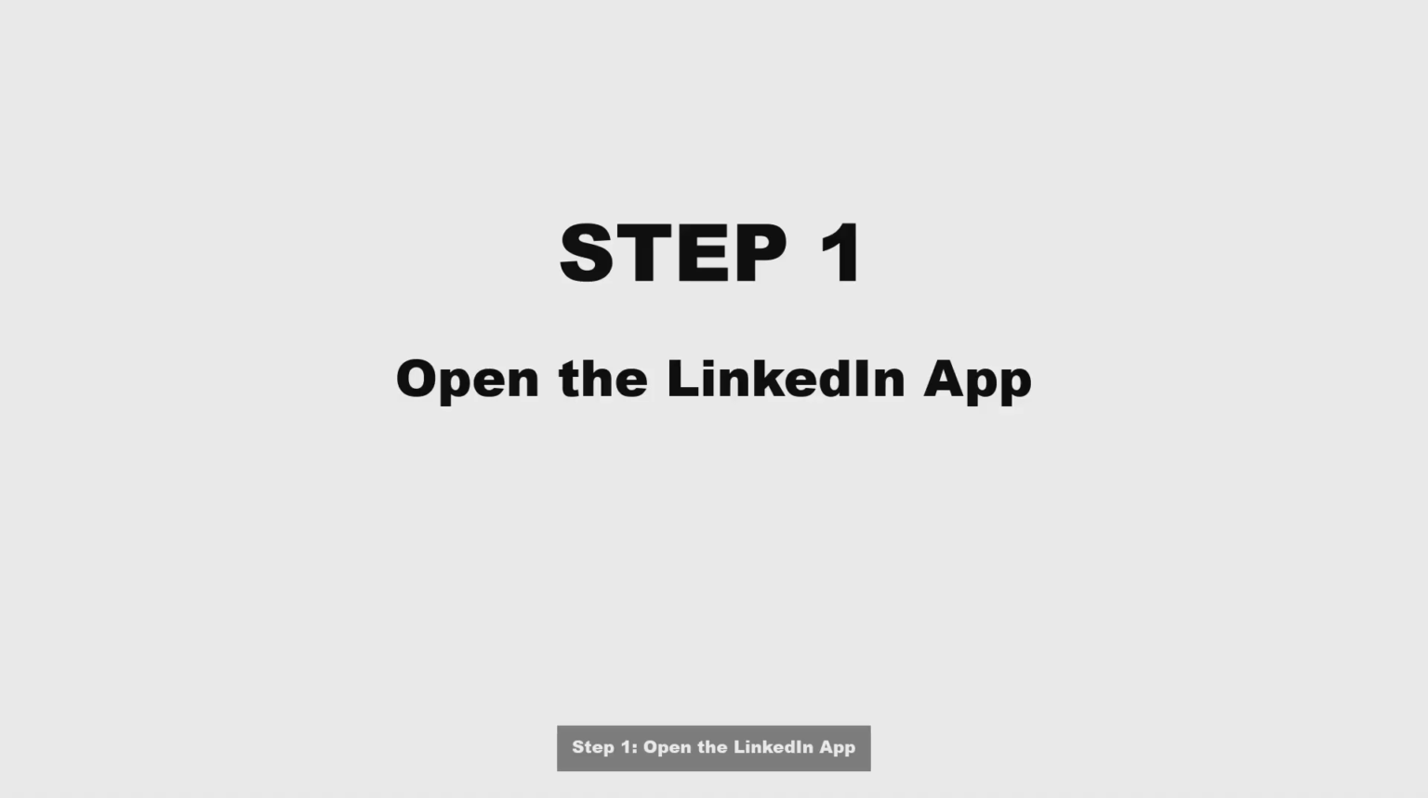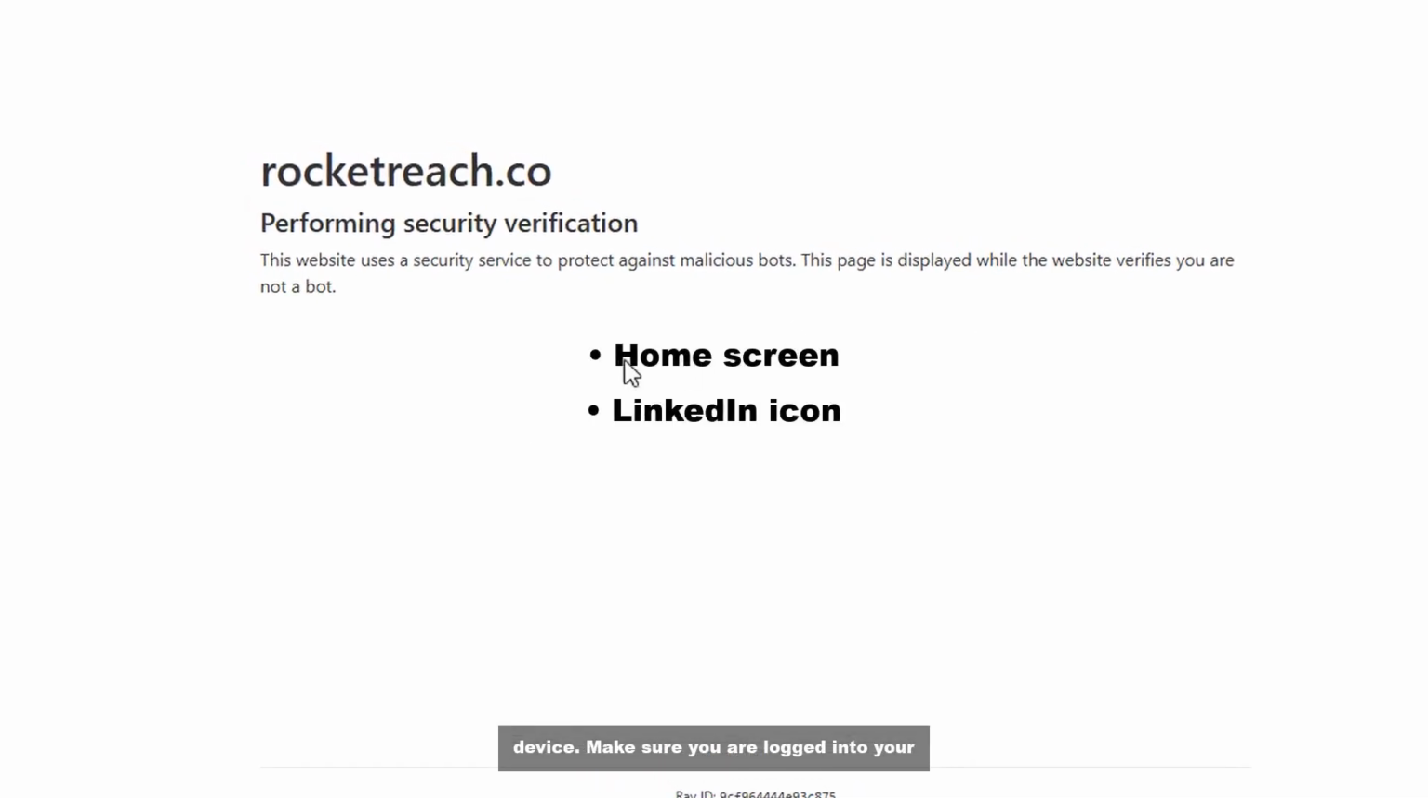Step 1. Open the LinkedIn app. Launch the LinkedIn app on your mobile device. Make sure you are logged into your account to access the settings.